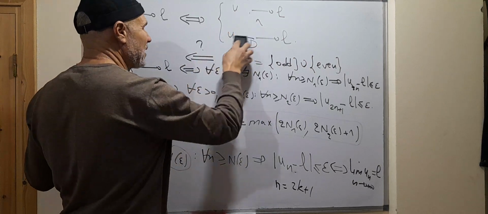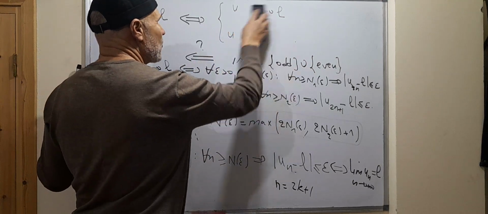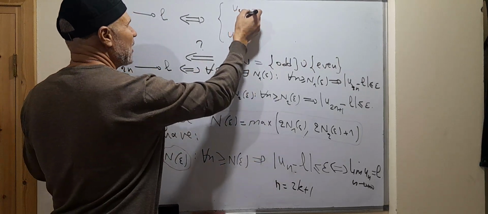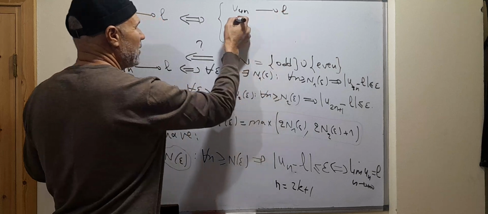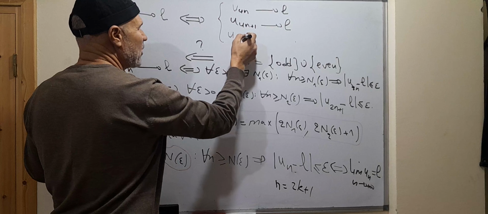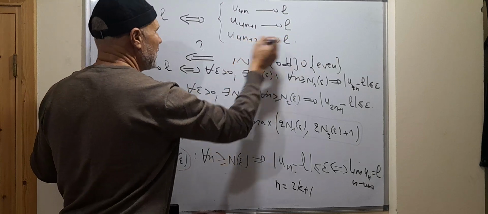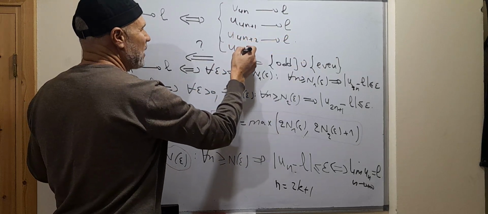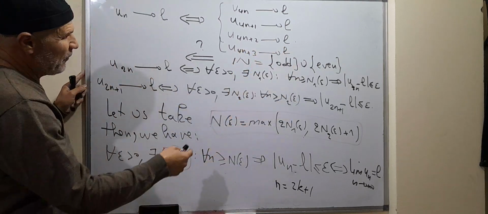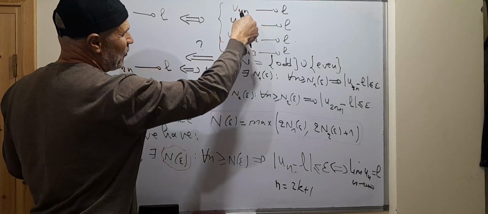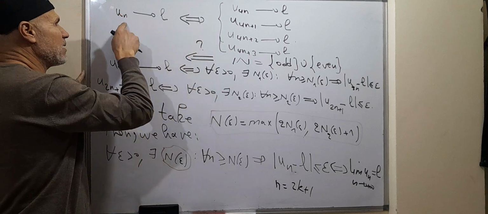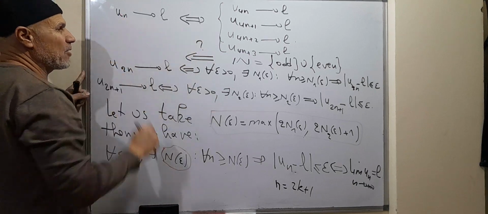Suppose that we take u_n. Suppose u_{4n} converges to ℓ, u_{4n+1} converges to ℓ, u_{4n+2} converges to ℓ, and u_{4n+3} converges to ℓ. If all four subsequences converge to ℓ, this implies that u_n converges to ℓ.